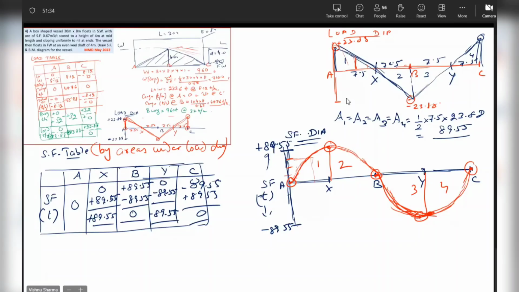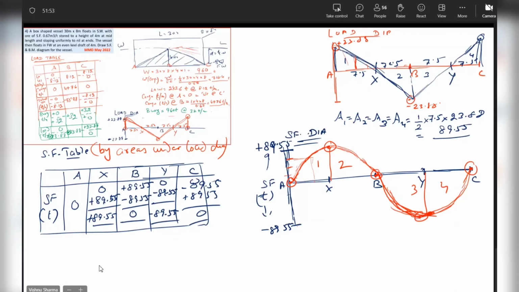In our case, is the light displacement of the ship uniform or changing? Uniform. Is the buoyancy changing or uniform? Uniform. Is the cargo changing at a uniform rate or at a variable rate? Uniform rate, because it's a slanting line.